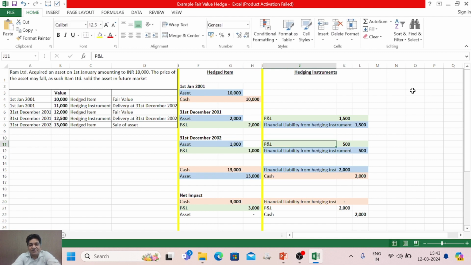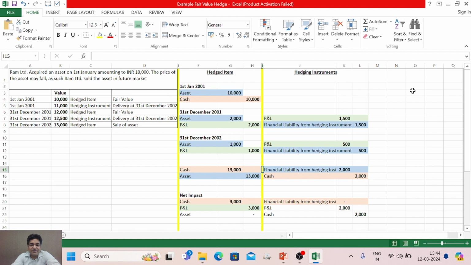Similarly, in the hedging instrument, there was yet another loss. The value increased from 12,500 to 13,000 rupees. So 500 profit and loss account will be debited, and my financial liability from hedging instrument will be credited. So guys, here was another entry because this asset was sold. Cash will be debited because at 13,000 there is a cash inflow, and because we have sold the asset, the asset will be credited with an amount of 13,000 rupees, which was the price at which my asset was sold in the market.